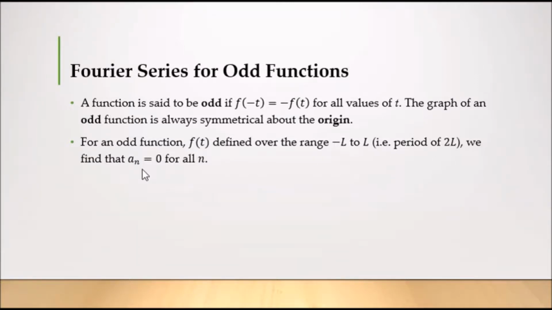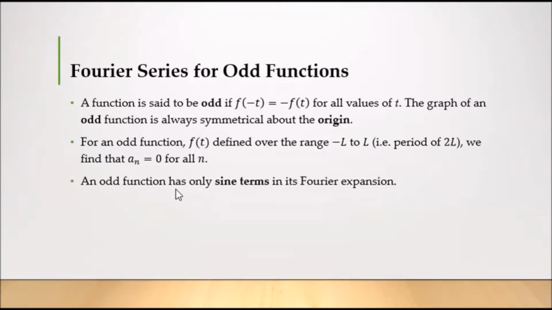We find that an equals 0 for all n. So the general equation for Fourier series has an a0 and an term, and in this case, we usually only keep the bn terms. So an odd function has only sine terms in its Fourier expansion. This is really all you need to take from here. An odd function has sine terms only, whereas an even function has, you can guess it, actually all terms.